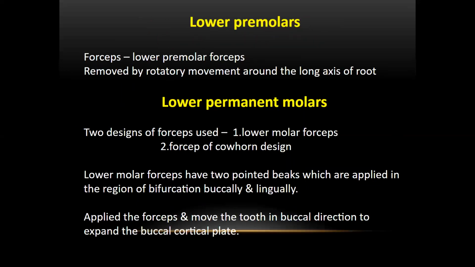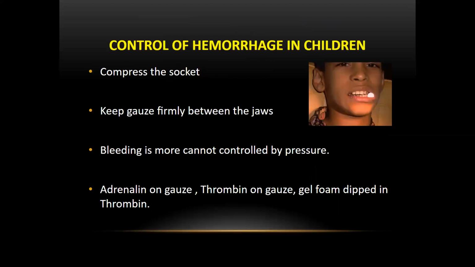Lower premolars of permanent teeth: forceps are used and the tooth is removed by rotatory movement around the long axis of the tooth. For lower permanent molars, two designs of forceps are used. Lower molar forceps, the forceps of Cohen design, have two pointed beaks which are applied in the region of the bifurcation, buccal and lingual. Apply the forceps and move the tooth in the buccal direction to expand the buccal cortical plate.